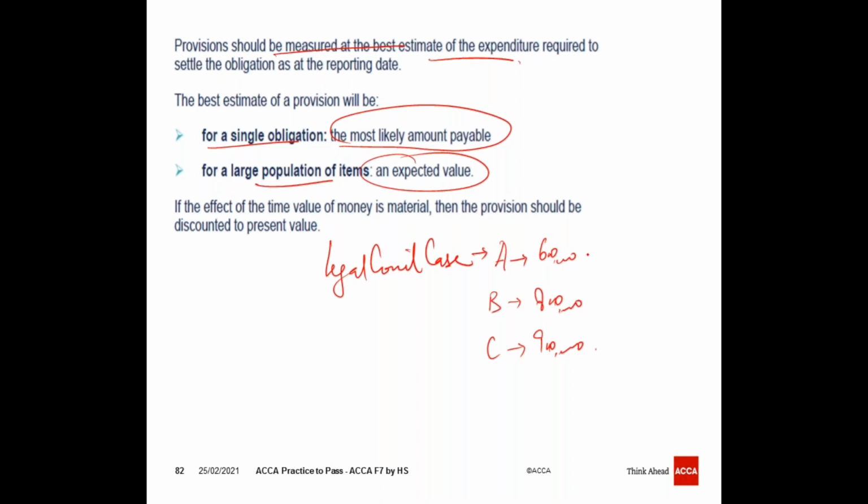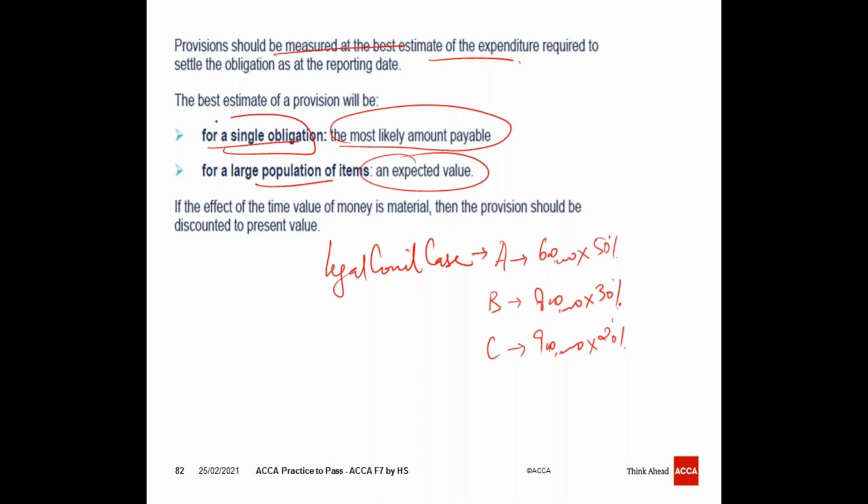But what is the probability that I need to pay 600,000? The probability of this case is 50%. So there are 50% chances that I have to pay 6 lakh. There are 30% chances that I have to pay 800,000, and there are only 20% chances that I have to pay 900,000. So these are the probabilities of the payments.